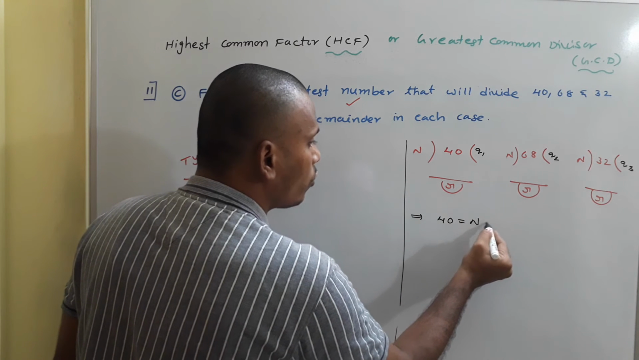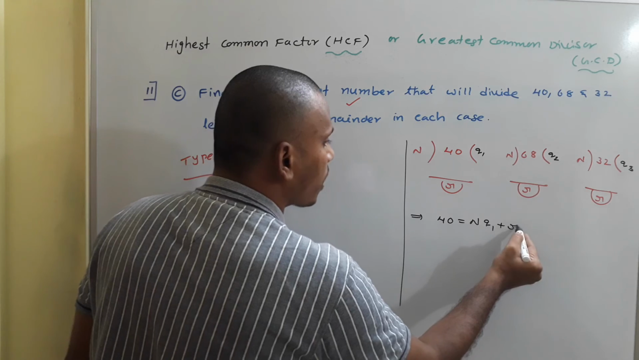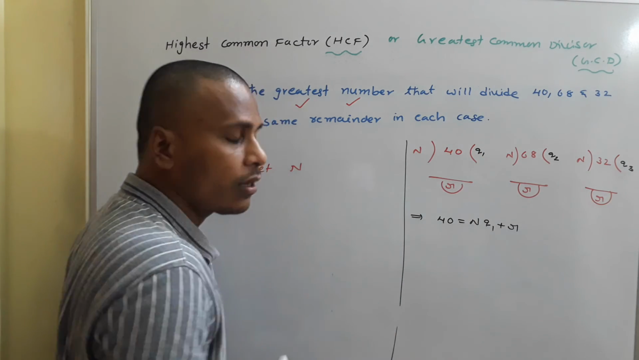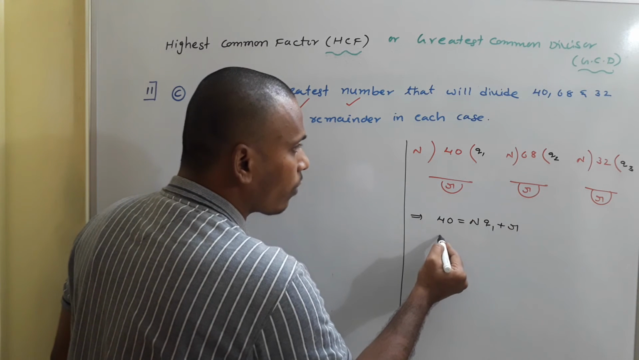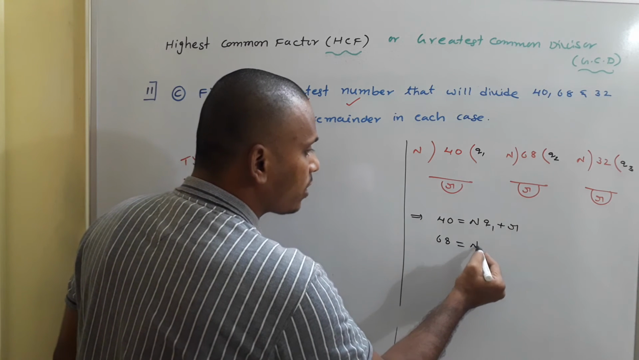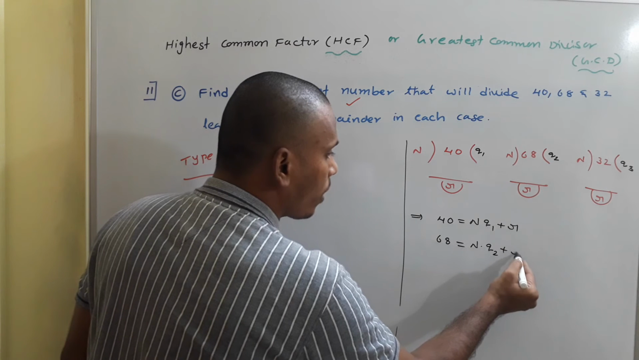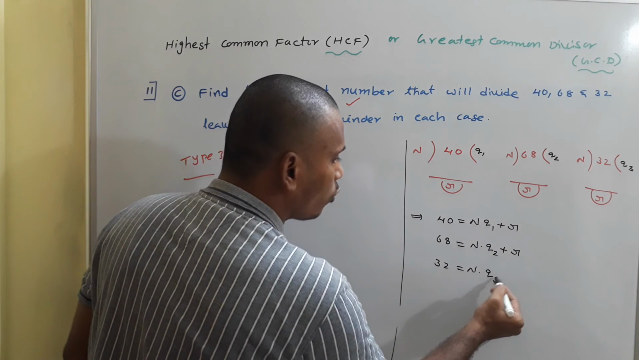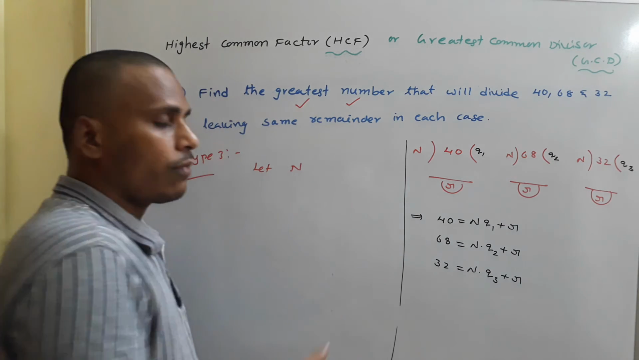40 is equal to n q1 plus r. Is it right? Because dividend is equal to divisor into quotient plus remainder. Apply the same division algorithm statement for each and every division. So 68 is equal to n into q2 plus r. And now 32 is equal to n into q3 plus r. R is the same for each and everything.